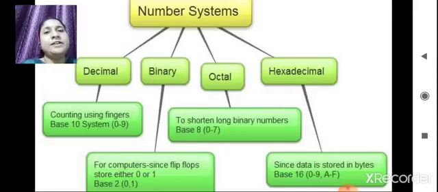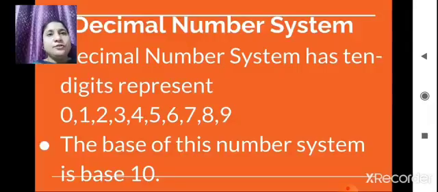These are the different positional number systems, and we are going to see them one by one. Understand what is positional number system? Okay, now we are going to see the different positional number systems. Among these, first is the decimal number system. The decimal number system is a base 10 number system.